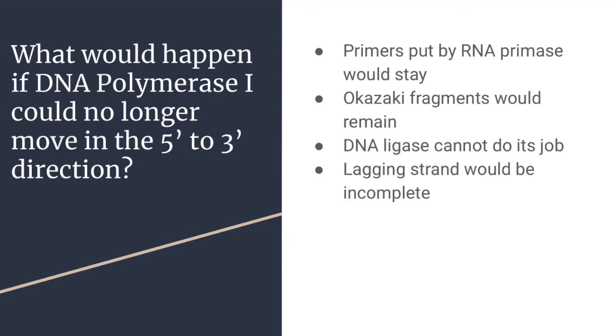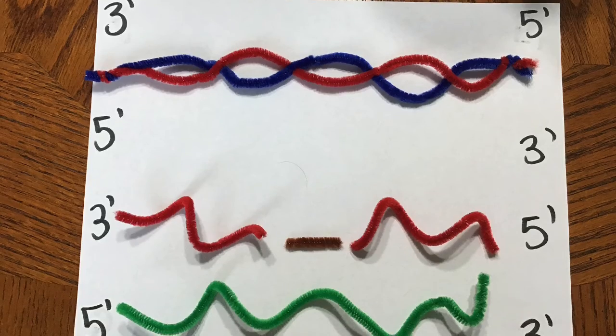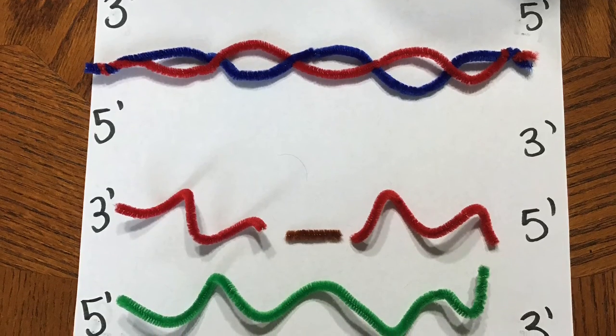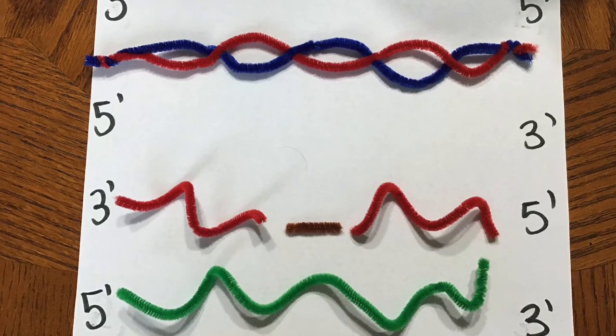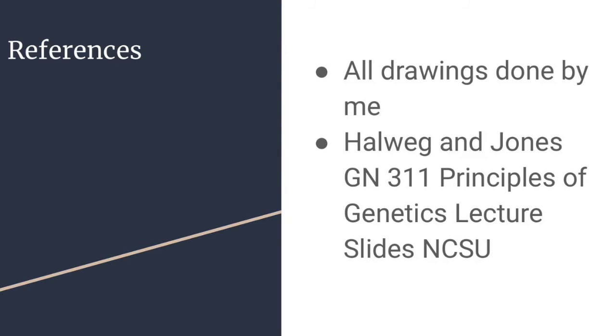However, what if DNA polymerase I could no longer move in the 5' to 3' direction? In that case, the primers placed by RNA primase would stay put and not be removed. The Okazaki fragments would not be combined because DNA ligase cannot combine RNA and DNA together. There would be spaces in between the DNA. The lagging strand would not be complete and the phosphodiester bonds would not be created either, meaning the DNA would never get properly replicated. Hope this helps you understand DNA replication in prokaryotes, and here are my references.